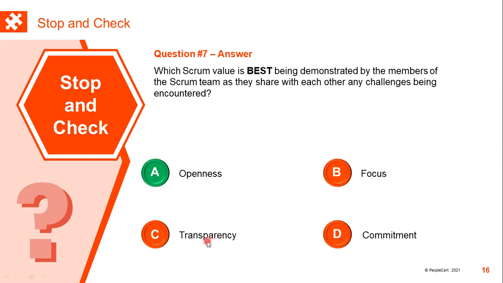Transparency is one of the pillars of Scrum. Commitment is one of the 5 values of Scrum, just like openness, focus, respect, and courage. Commitment is wherein the Scrum team commits to achieving its goals and to support each other.